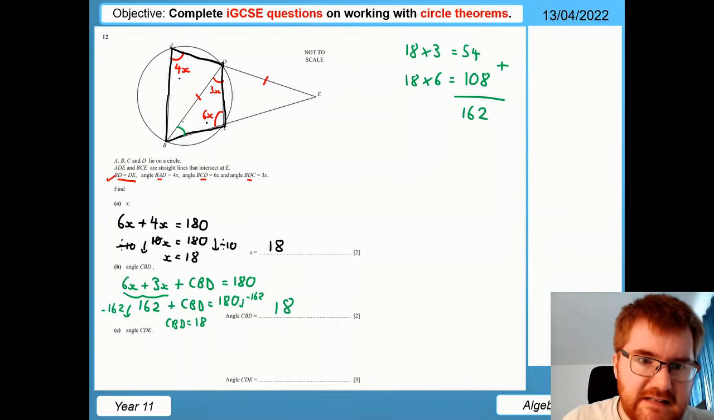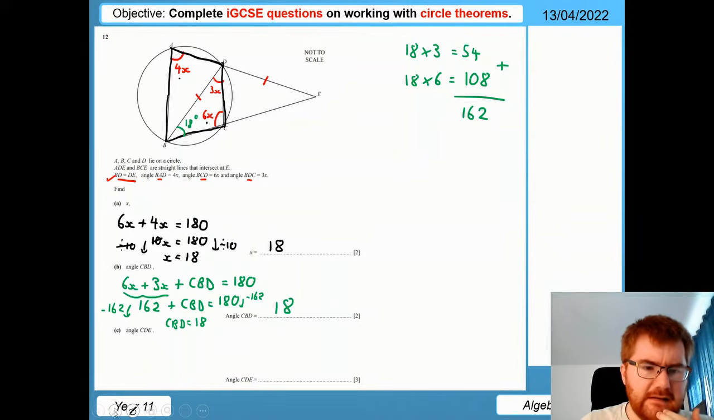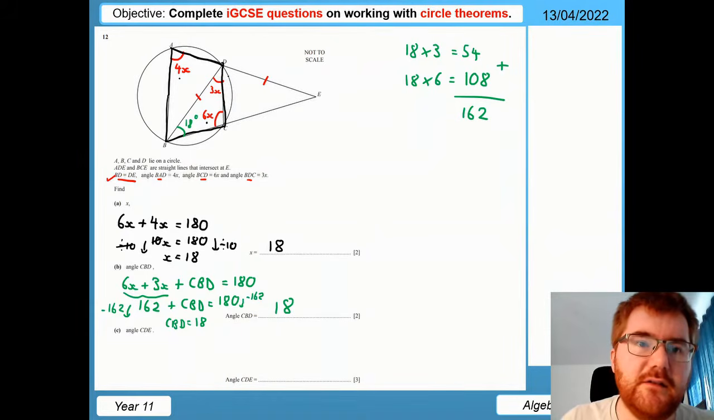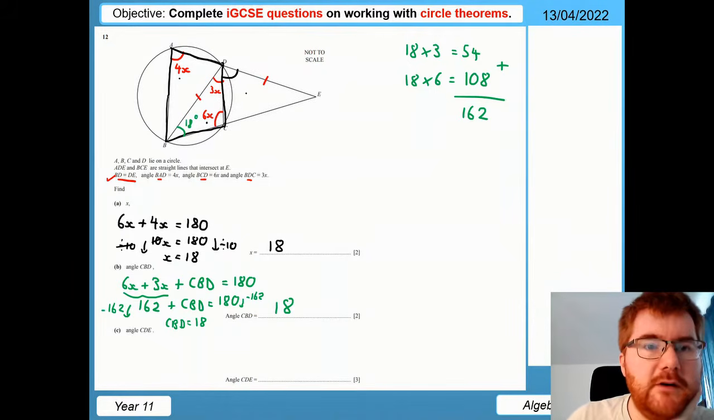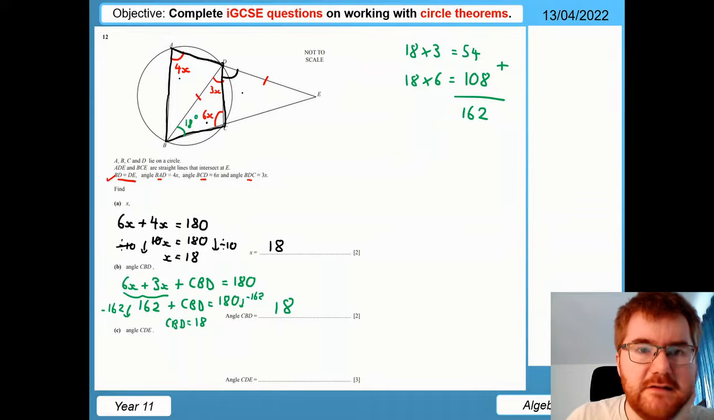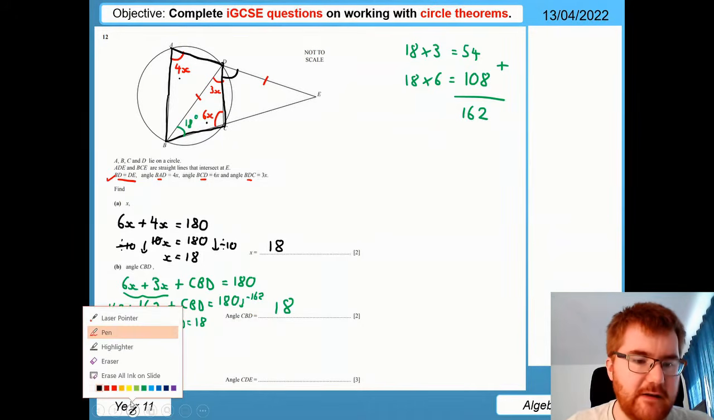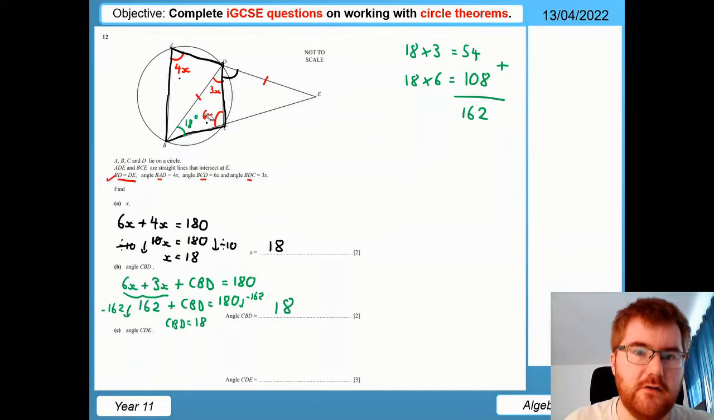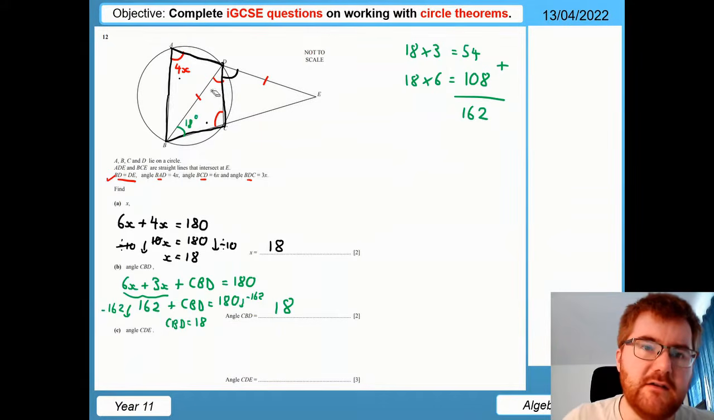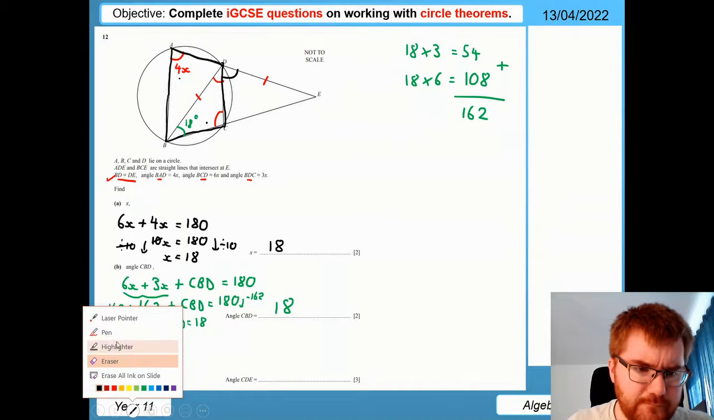Okay, so that's equal to 18. So let's just write that in. That could be useful. And the last part of the question, we need to work out angle CDE. So CDE, that's going to be this angle up here that we're looking for. I'm going to remove the red 6x, 3x, and 4x and just put in the answers that we know already. So let's just pop that in.